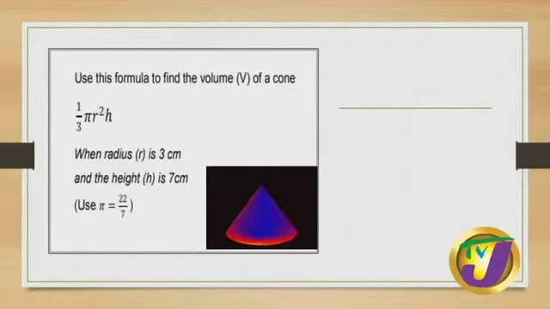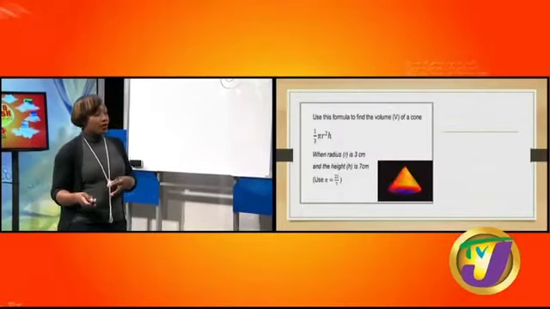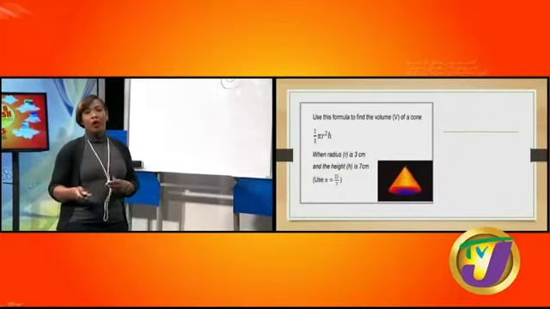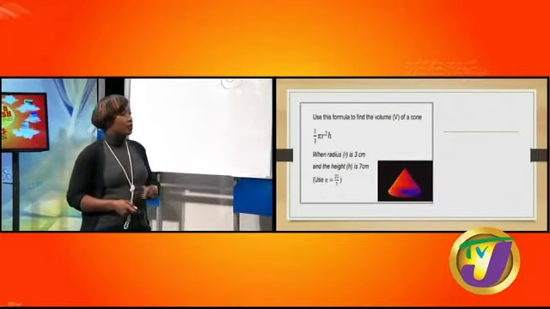Use this formula to find the volume, indicated by V, of a cone. I've gone ahead and put a cone on it for you, so it's a solid object, looking like that if you've never seen a cone before. Now they've given you the formula, 1/3 multiplied by pi multiplied by r squared multiplied by h. They've also given you some other information: the radius, indicated by r, is 3 centimeter, and the height is 7 centimeter. They also gave you the value of pi that should be used. Pi can be used as 22 sevenths or 3.14. In this case, they want you to use 22 sevenths.